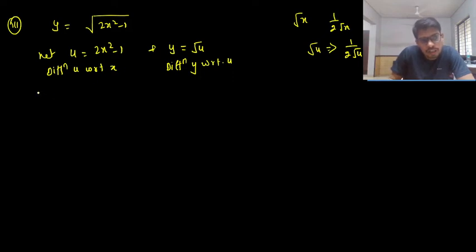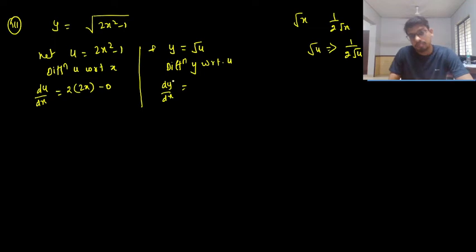So here its derivative du upon dx will be 2 is coefficient, derivative of x square is 2x, and constant number 1 is constant number, and whose derivative will be 0. And dy upon dx will be what? Square root of u. Okay, y we are differentiating with respect to u, therefore dy upon du will be 1 upon 2 root u.